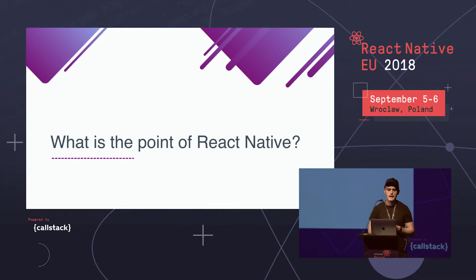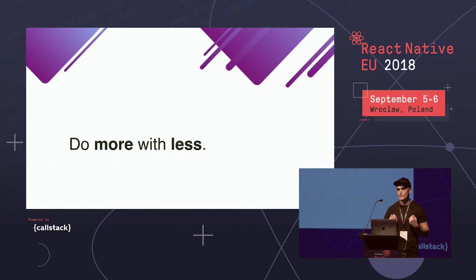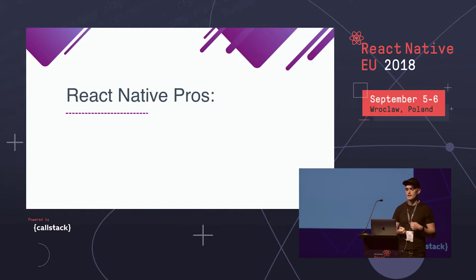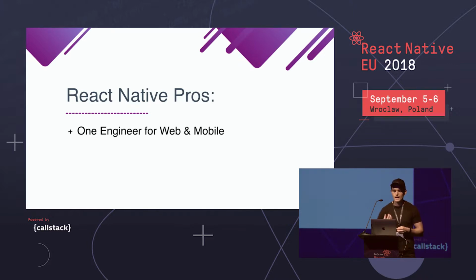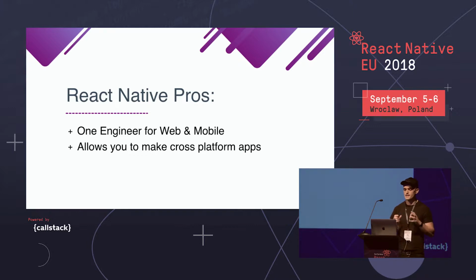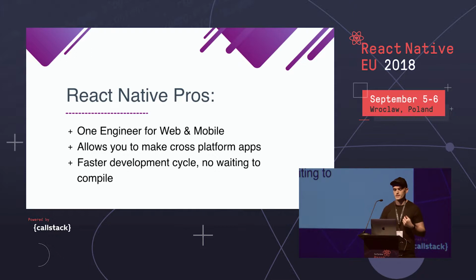Well, there are many ways that you can answer this question, but the way that I would answer this question is I would say that React Native allows me, as a software engineer, to do more with less. If I was to sit down with this person and I was to list out the pros of React Native, I would say the following. React Native allows one engineer to write code for the web and mobile. React Native allows you to take a single code base and have it produce an iOS and an Android application with minimal changes. React Native allows you to have a faster development cycle.